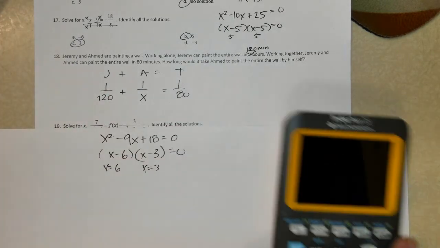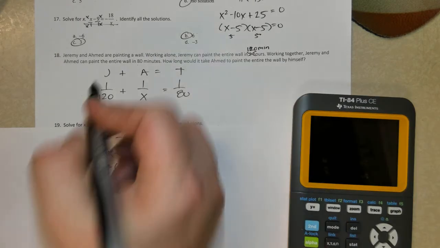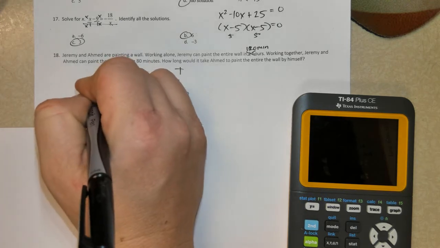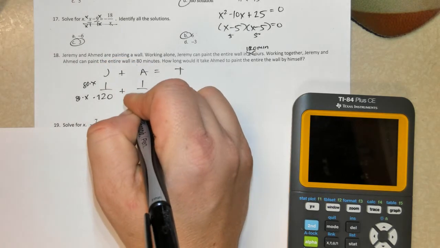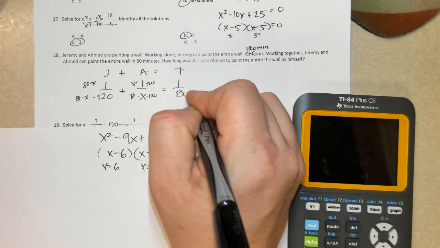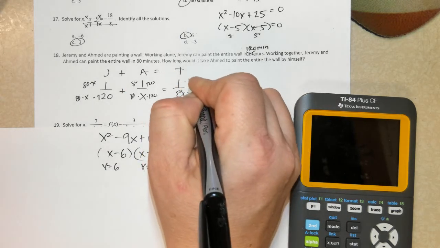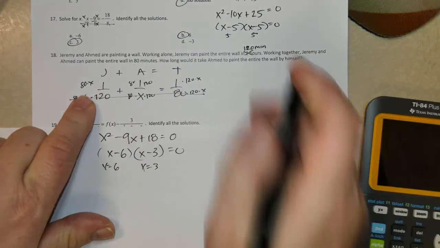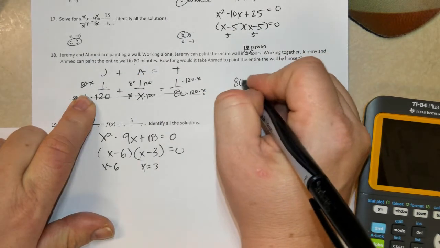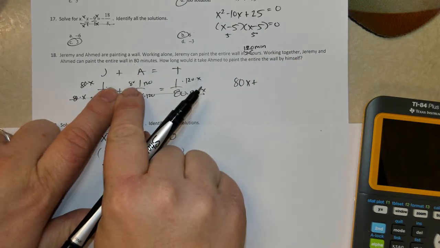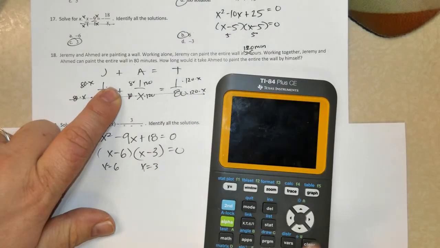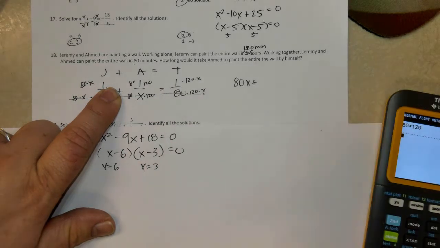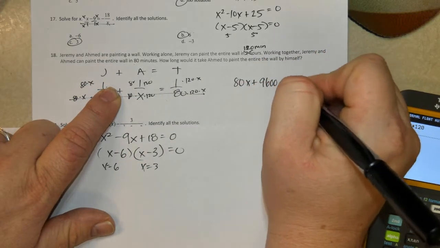Alright, so what's a good common denominator? If it doesn't pop into your head right away, don't worry about it. I'm going to take this times 80 and x. I'm going to take this times 120 and 80. And times 120 and x. Now they each have a 120, an x, and an 80. Wipe out the bottom. On top I have 80 times x plus 80 times 120 times 1. 80 times 1 times 120 is 9,600, equals 120x.